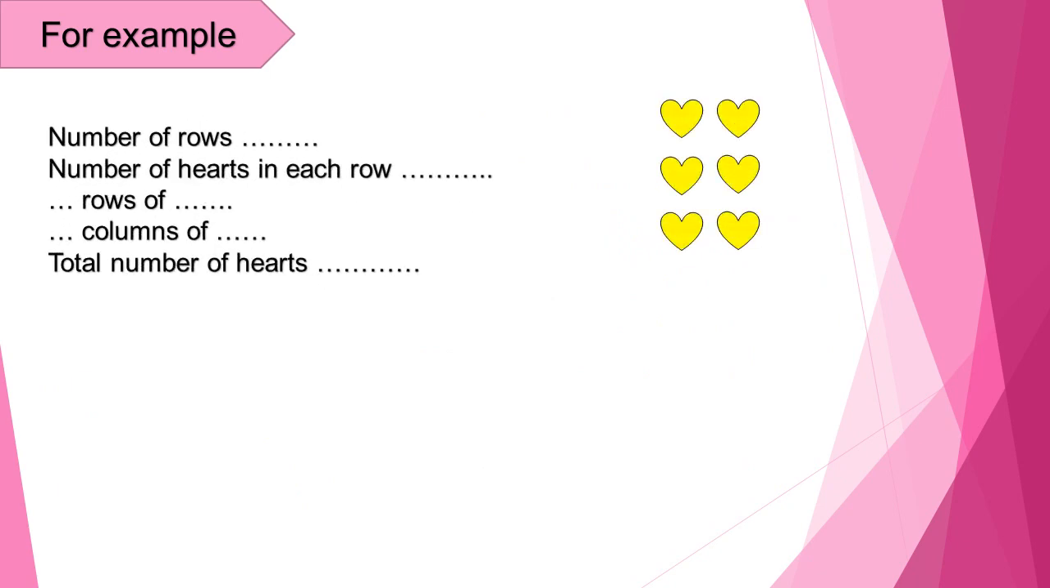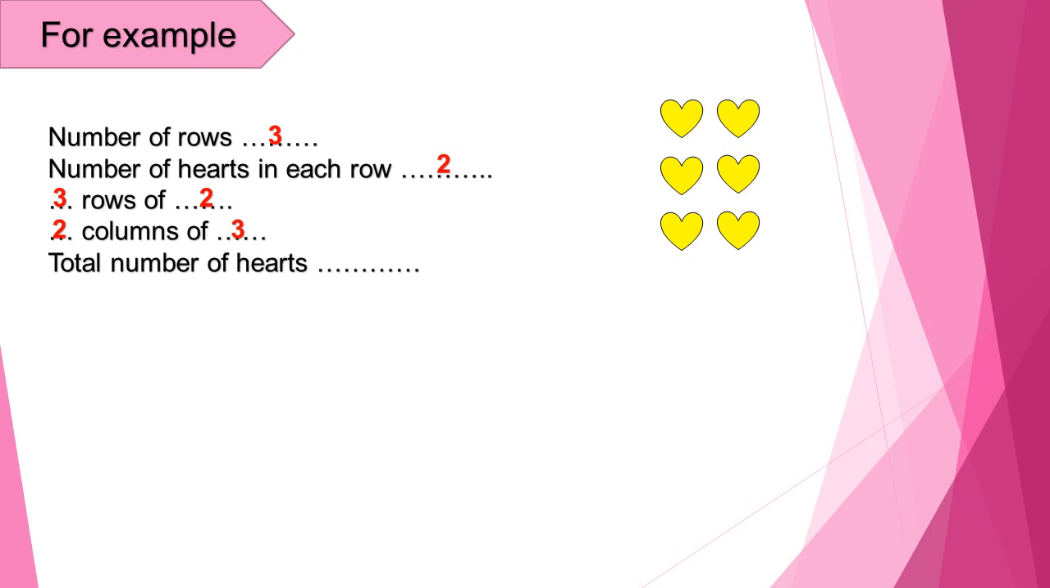For example, complete number of rows. Let's count how many rows here. We have 1, 2, 3. 3 rows. Number of hearts in each row. In each row we have 2 hearts. We can write 3 rows of 2. We have 3 rows and each row has 2 hearts. Or also we can write 2 columns. We have here 2 columns and each column has 3 hearts. Then we can write 2 columns of 3.